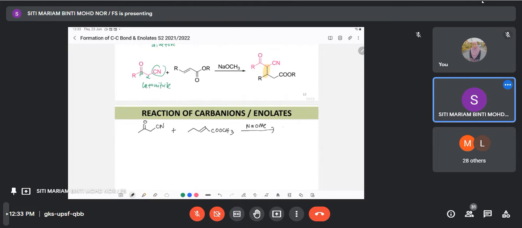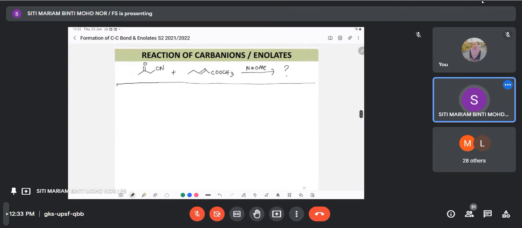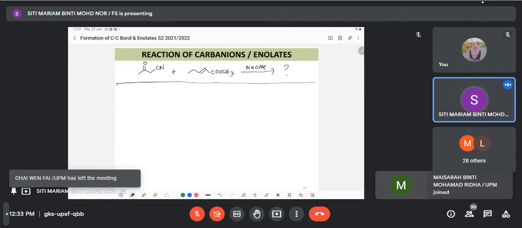Okay. So what is it? Okay, we want to talk about the mechanism of this one. Okay, so that's the example. So this one is sodium methoxide, my base. OMe, Me is the CH3 group, methyl group. So the methoxide ion is my base.